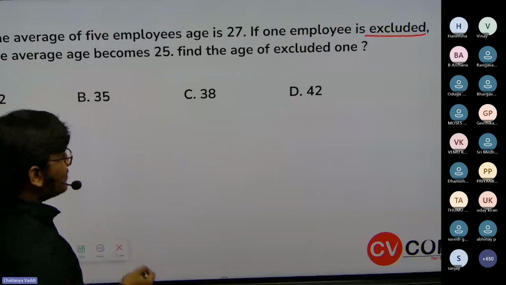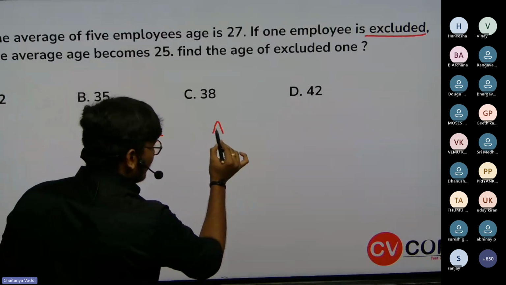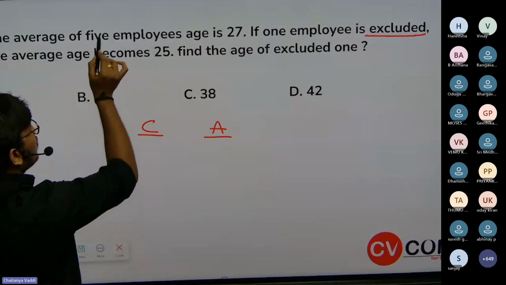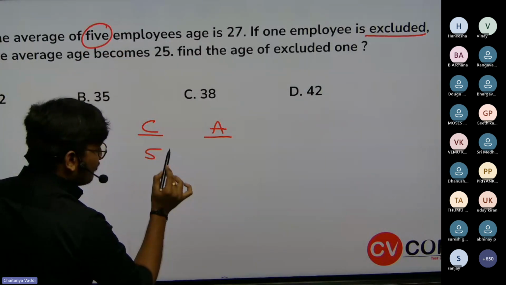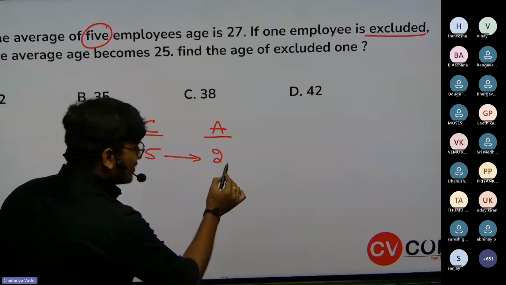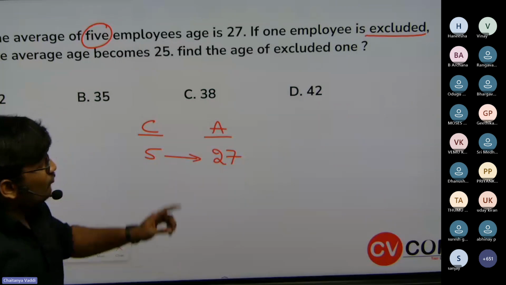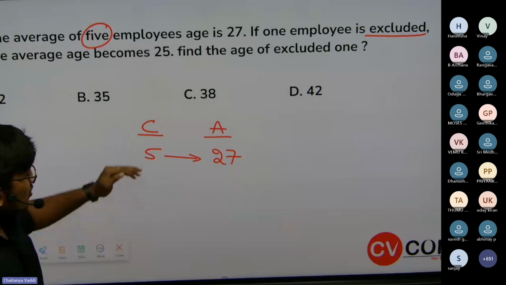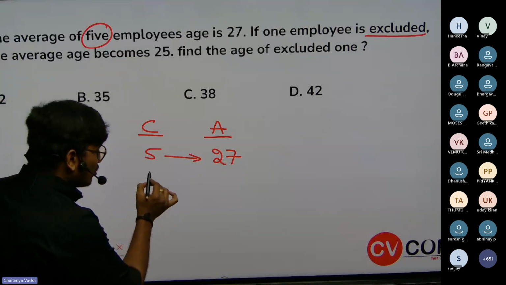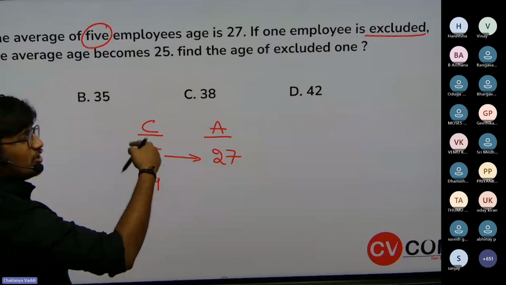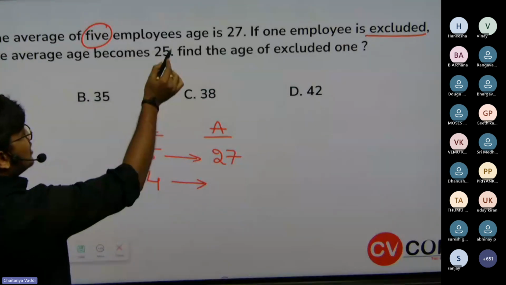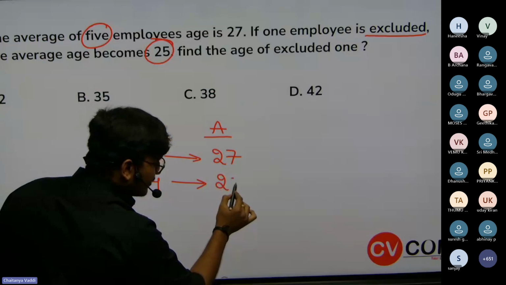Excluded obviously means removed, correct? So the same procedure: you take count and average. What will be the count here? How many employees do we have? 5, so the count is 5. The average age of the 5 employees is 27. Now one employee is getting excluded, so will the count reduce or increase? Obviously it will reduce, so the count is now only 4. After excluding one employee, the average became 25.